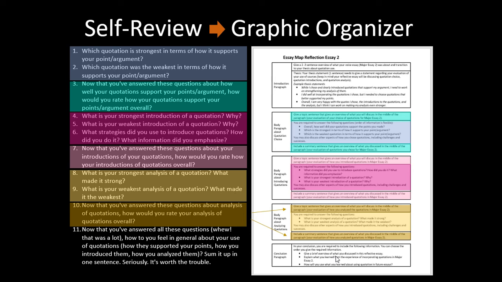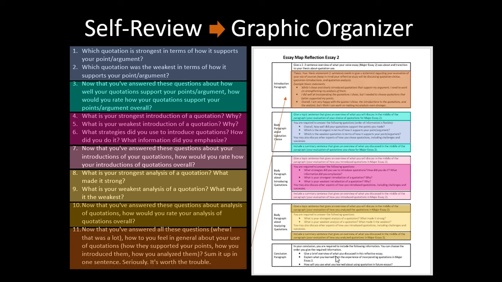And then question 11, it's a lot to get in one sentence, but what it's asking you is to sum up your feelings in general about your quotations, like generally how they supported your points, how you introduced them, and how you analyzed the quotations. You're going to sum it up in one sentence, and it's hard, but it's worth the trouble because that can become your thesis statement. And remember, your thesis statement goes at the end of your introduction. So this is how you use the self-review to start building your essay and how it ties to the graphic organizer.